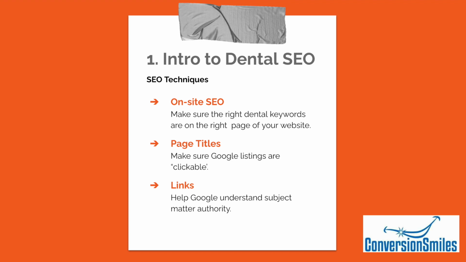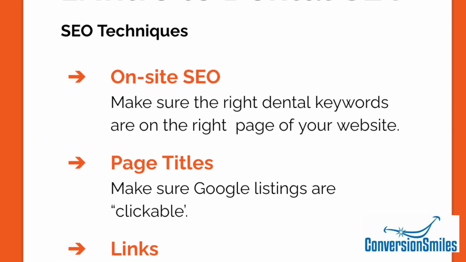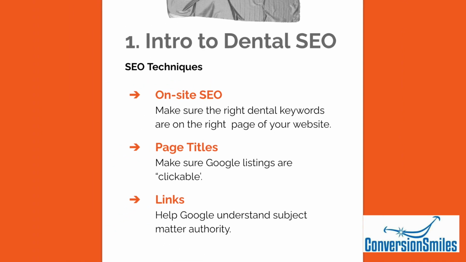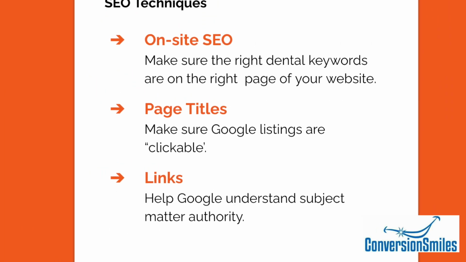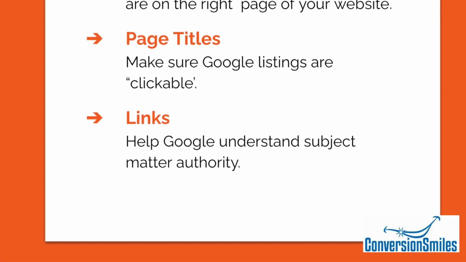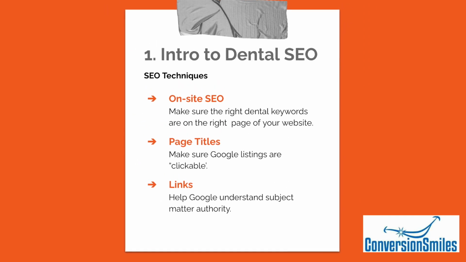Here's what we're going to cover during this short session. On-site SEO, that's essentially the keywords on your dental practice website. The bait that attracts the Google search engine crawler. Next, we'll talk about page titles. Page titles are used to send a signal to Google and the searcher about the contents of the page. Finally, we will talk about links. Links help Google understand that your website is an authority on a particular topic.